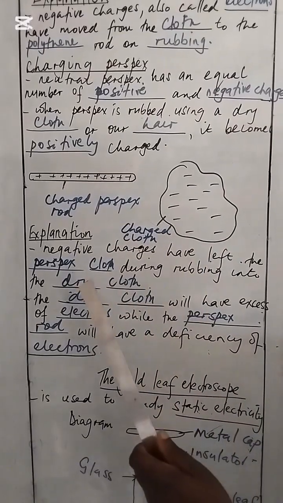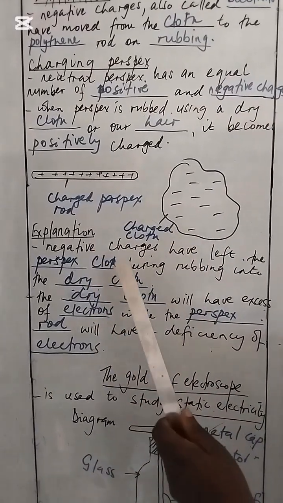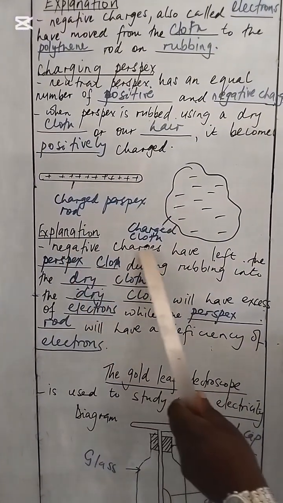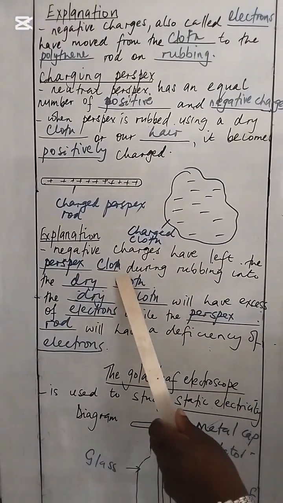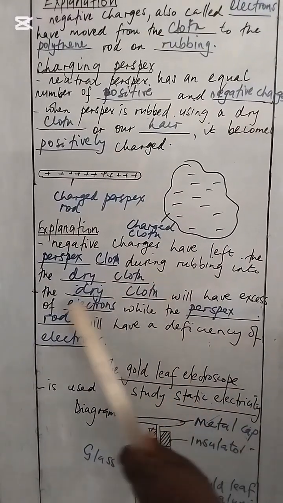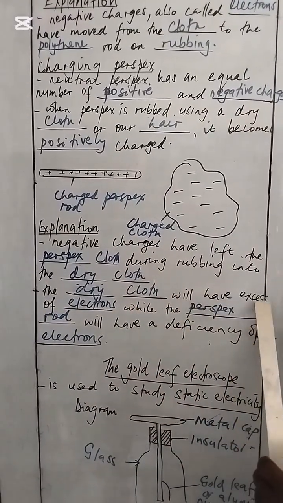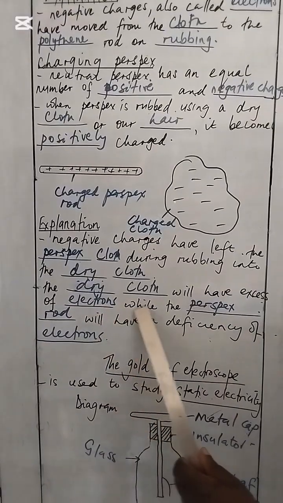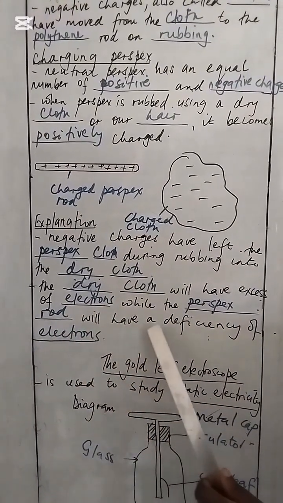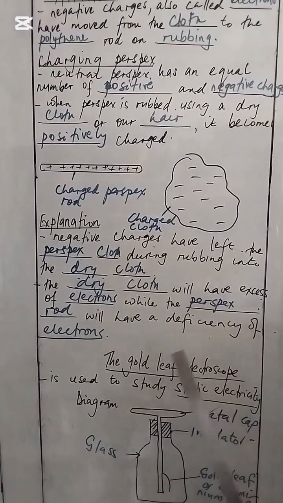Then let us explain what happens while we are rubbing perspex with cloth. Negative charges have left the perspex during rubbing into the dry cloth. The dry cloth will have an excess of electrons, while the perspex rod will have a deficiency of electrons.